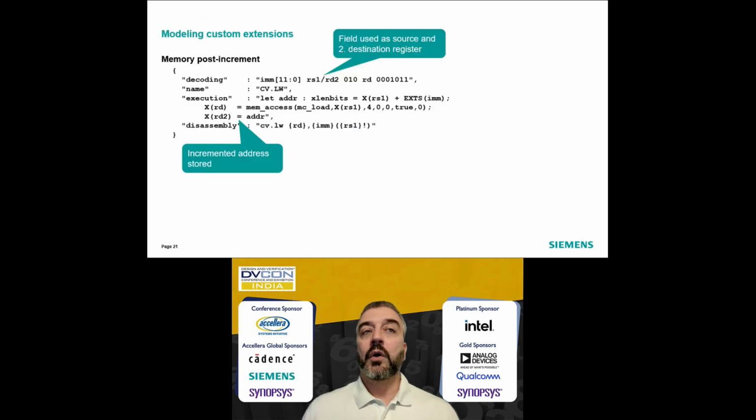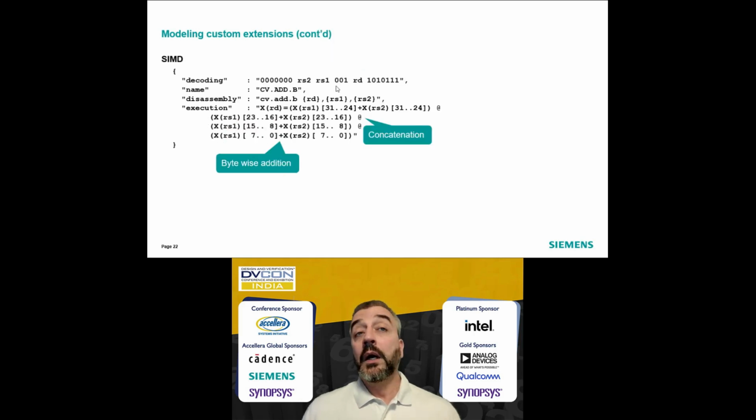So moving on to a few examples. How are custom instructions then modeled? For example, you have a memory access with post increment. In the decode, you just indicate that a field is used as source and destination register, and then just use it accordingly to read the register, compute the new address, and then assign the new incremented address back to the destination register. It's also a quick example of the decoding.